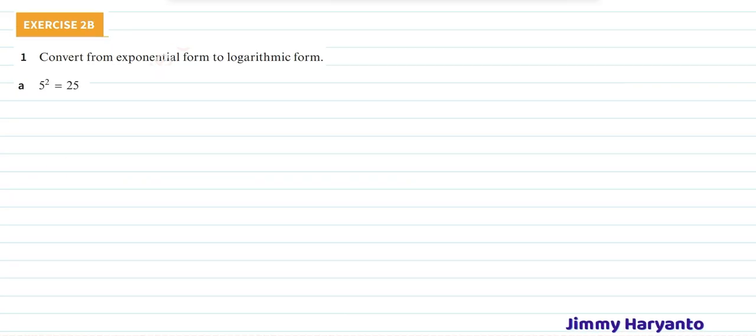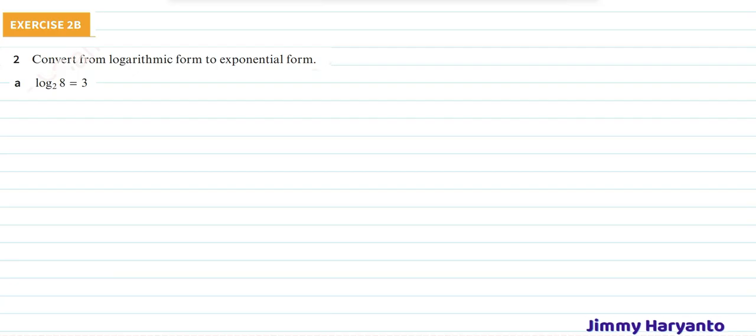Okay, next is exercise 2b. We have to convert this into logarithmic form. That means you move the 5. You'll have 2 equals log 5 of 25. Okay, next is question 2. You move the log 2, you'll have 8 equals 2 to the power of 3.